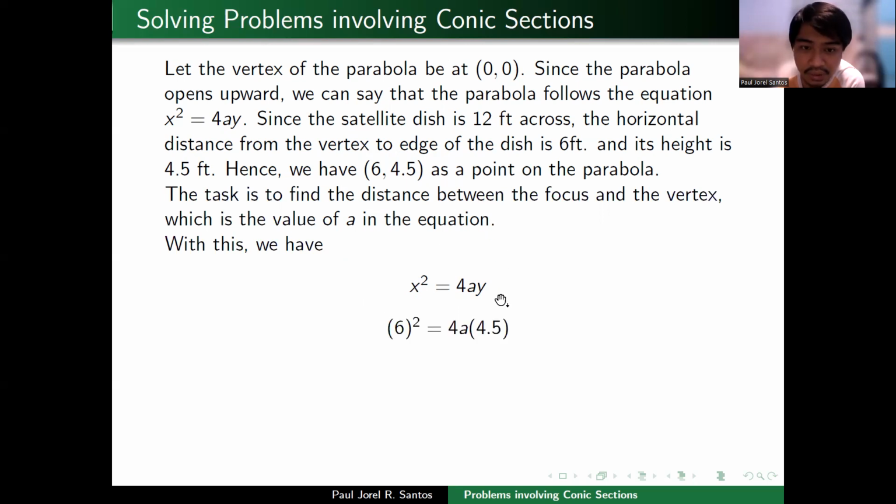So by substitution, we have here 6 squared, because the value of x is 6, is equal to 4a times 4.5. And then, let us simplify this. This will be 6 squared is 36 and 4 times 4.5 is 18. Now, we have here 36 is equal to 18a. And dividing both sides by 18 to eliminate the numerical coefficient of a, we have a is equal to 2.